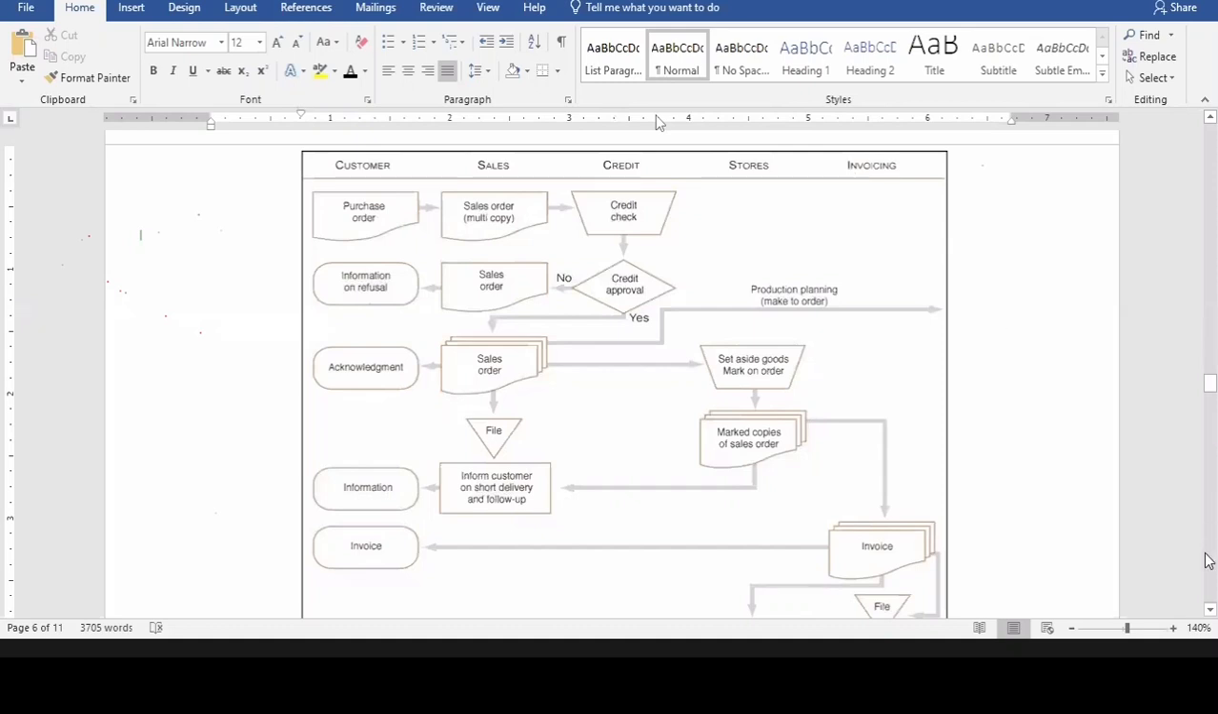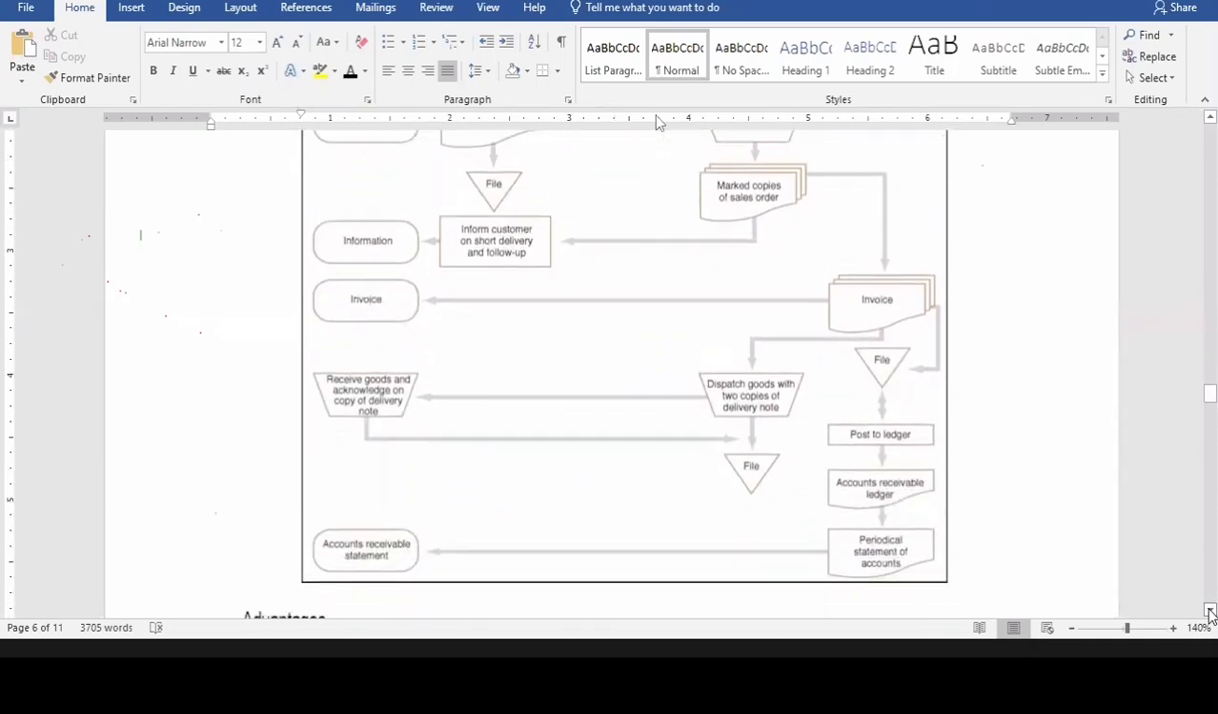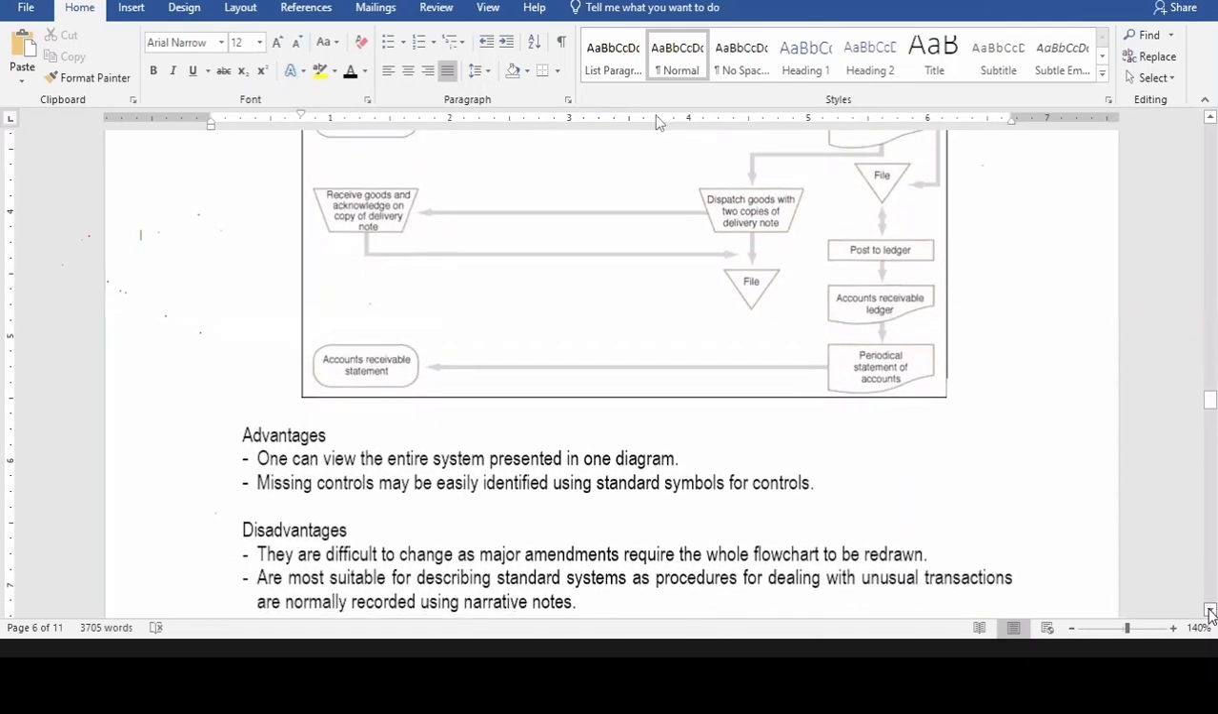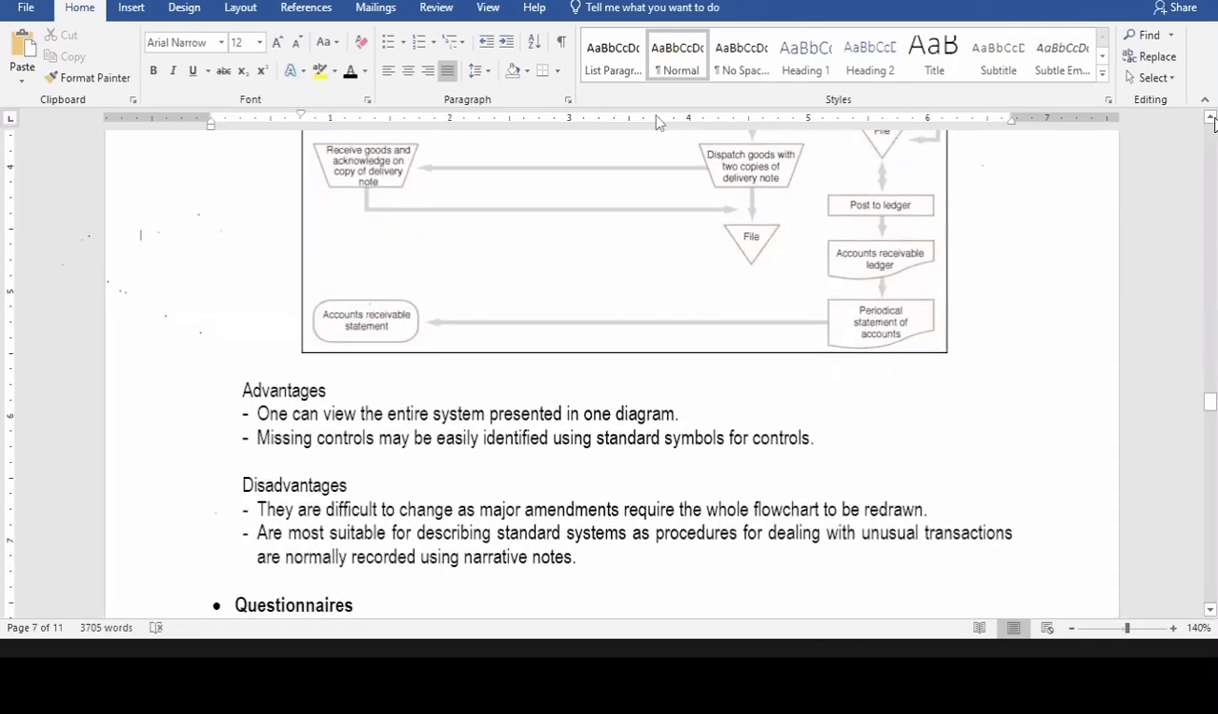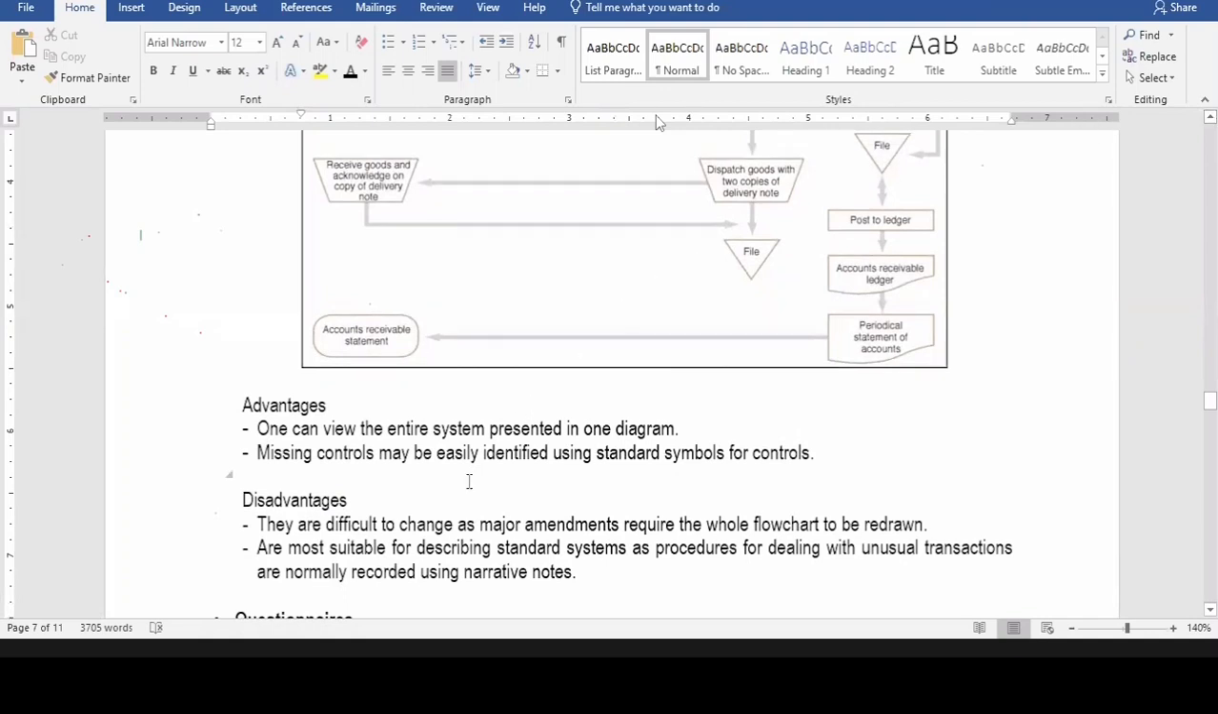Now, this one may not be very clear because we have to understand how the sales cycle works. So I think we are doing this one next week. Now, what are the advantages of a flow chart? One can view the entire system presented in one diagram. You can have the whole cycle, the whole sales. So here we shall have a flow chart on sales, another flow chart on purchases, another flow chart on payroll. So in this case, you can have the whole system on one page showing the flow chart for sales.